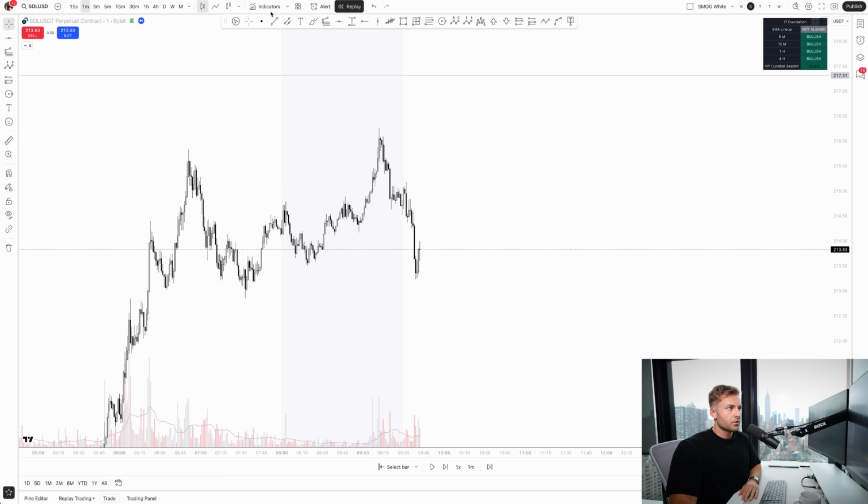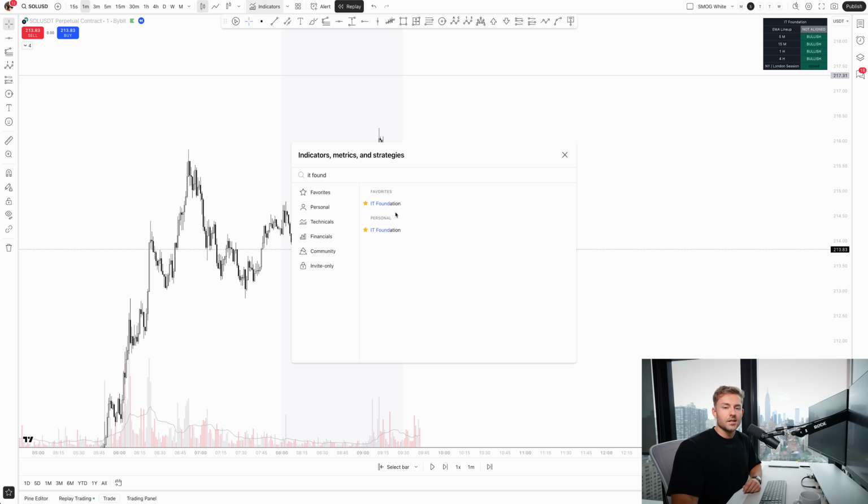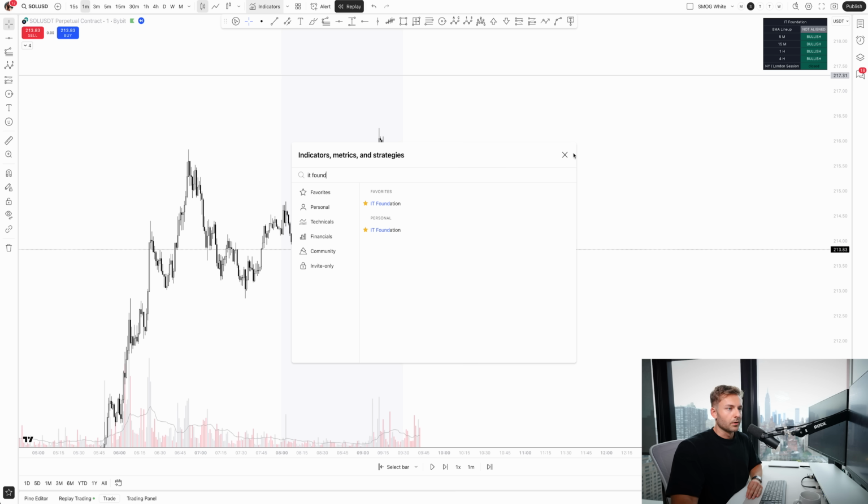All right, so if we go over to TradingView, we can get all of our indicators set up. So first I'm going to click into the indicator tab and I'm just going to type in IT Foundation. This is a custom indicator. If you can't find it here, you could also get access. Go in the description, follow me on Instagram, DM me the word tools, and it'll be in there as well. We're going to add that to our chart.